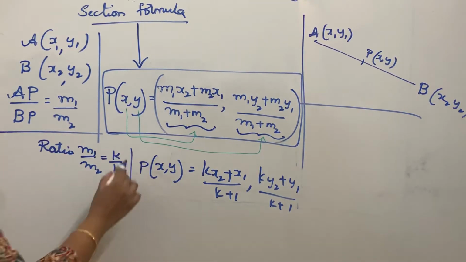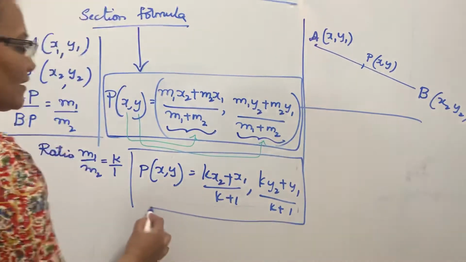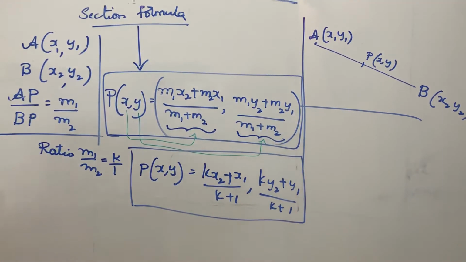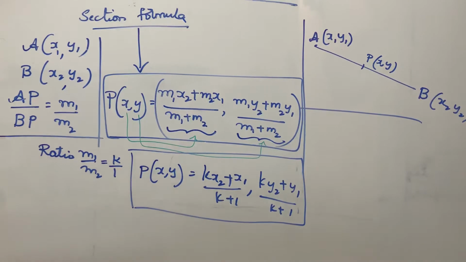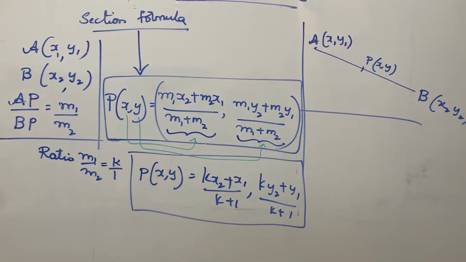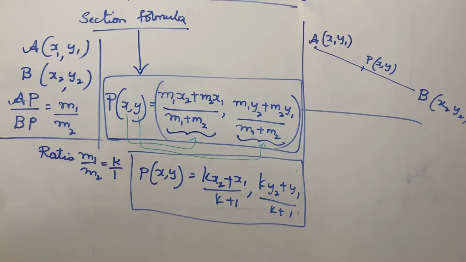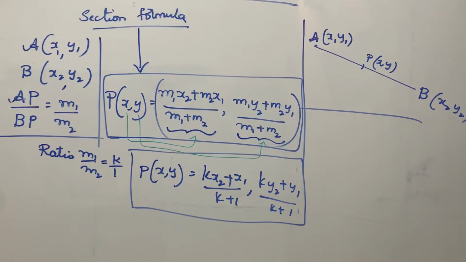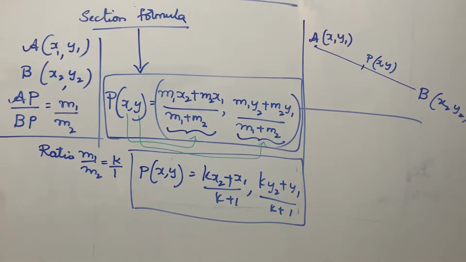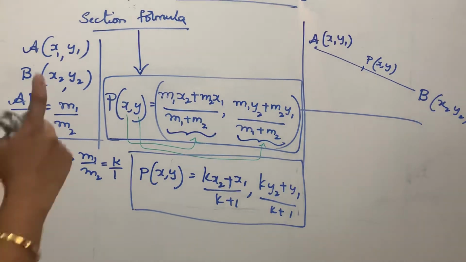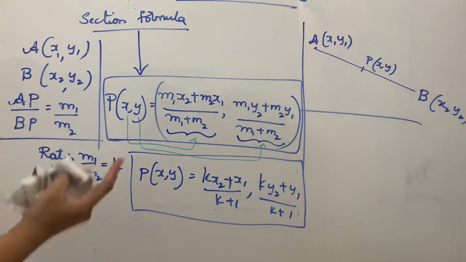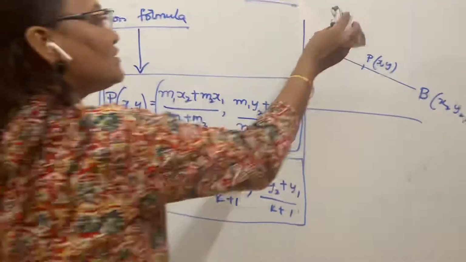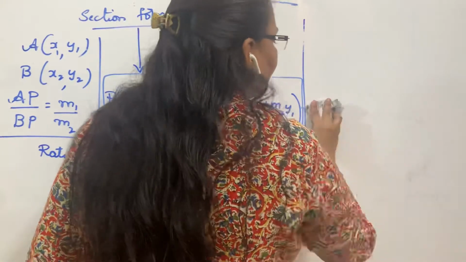This is one other type of formula where you have to find the ratio of M1 is to M2. It is just an application of the section formula. And there is one more formula. If the ratio M1 by M2 is 1 is to 1, then you can use a direct formula. It's like a midpoint here.